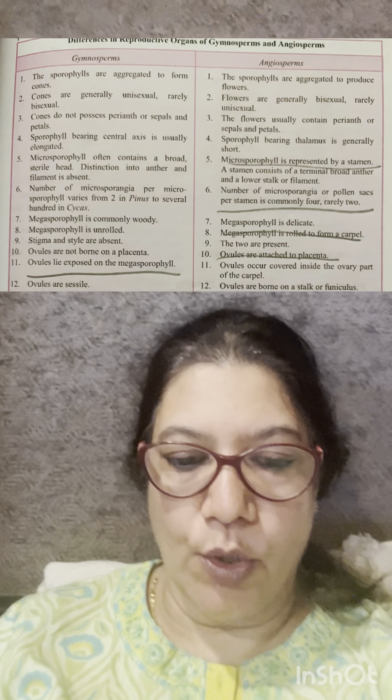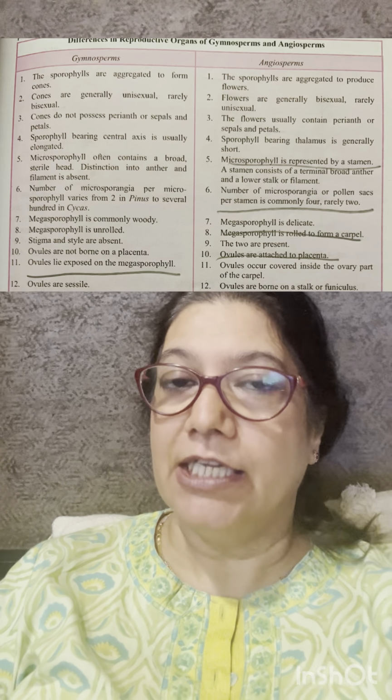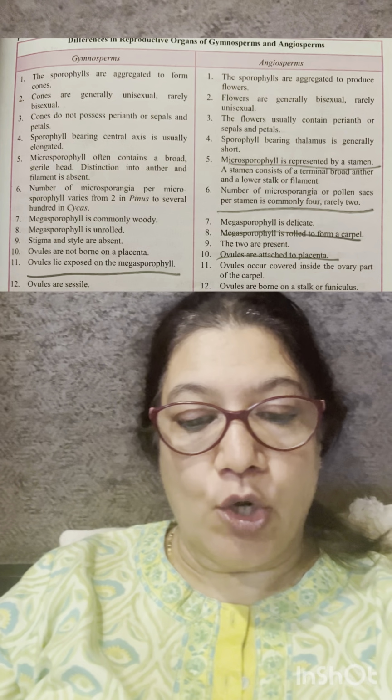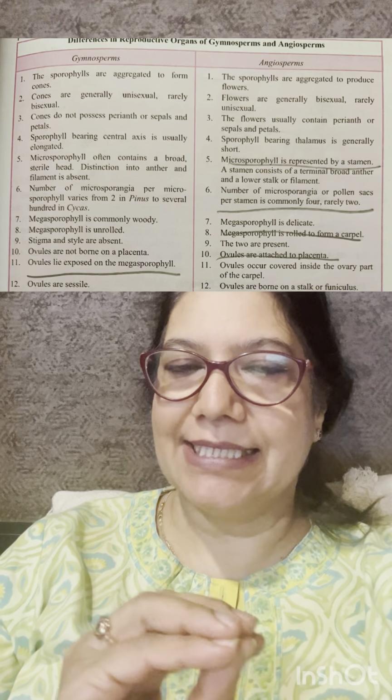Stay with me. The sporophylls in gymnosperms are aggregated to form cones, whereas in angiosperms, the sporophylls are aggregated to form flowers. So it is the sporophylls which are known as flowers. Cones are generally unisexual. They are rarely bisexual, which means they may be of a single sex, either male cones or female cones. Whereas in angiosperms, the flowers are usually bisexual. They are rarely unisexual. Usually both sexes are found in the same flower.